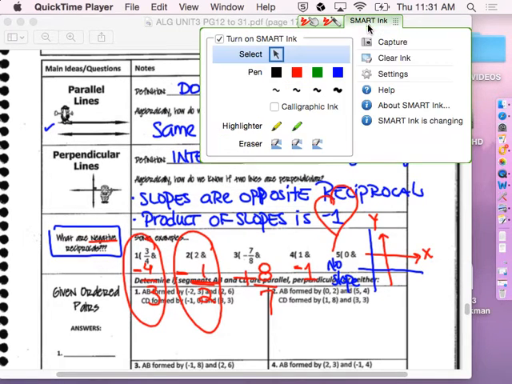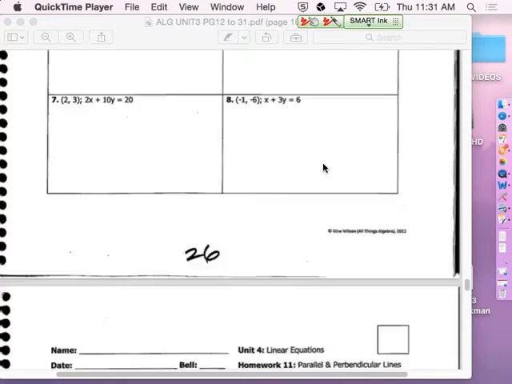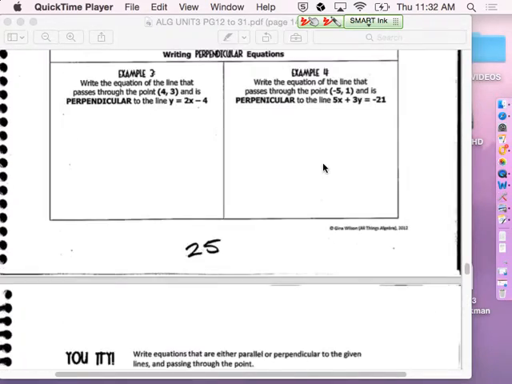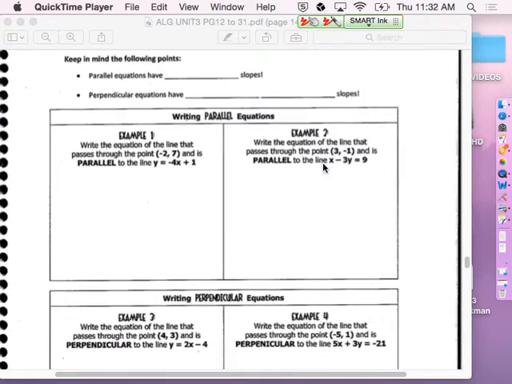All right, now let's move to page 25 and work through a few problems together. Equations of lines that are parallel have the same slope. Equations of lines that are perpendicular to each other have slopes that are negative or opposite reciprocals. Okay, so let's run through a few of these together.